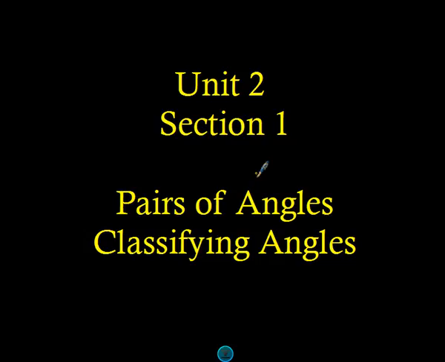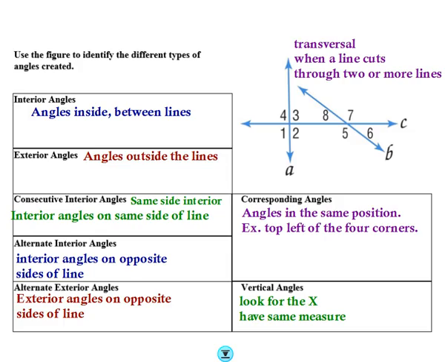Today we're talking all about different types of angle relationships or pairs of angles. We're going to talk about certain ways to classify angles. So we do have some vocabulary. Some vocabulary may seem a bit familiar to you. So at this time, please pause the video and just go ahead and copy these definitions down.